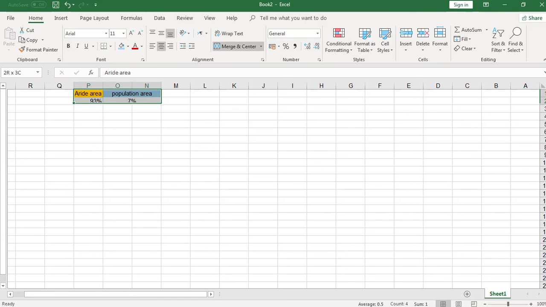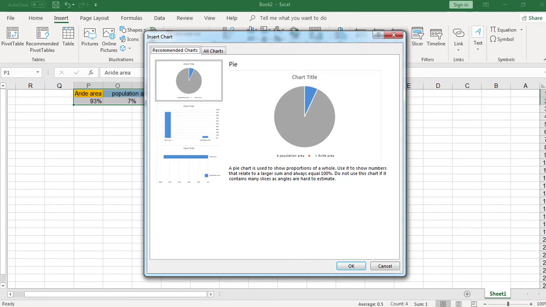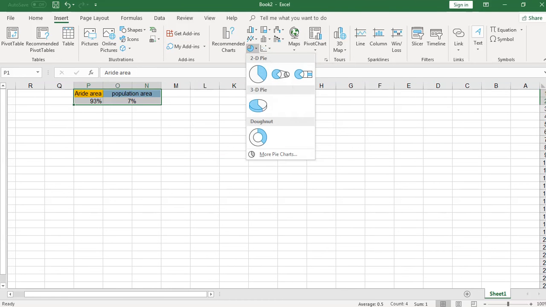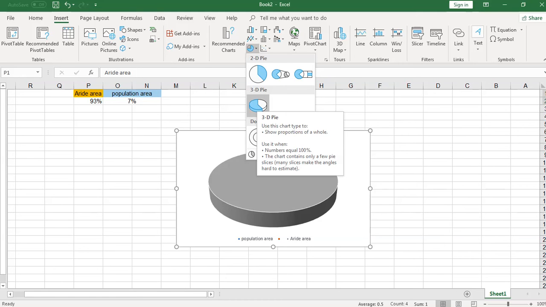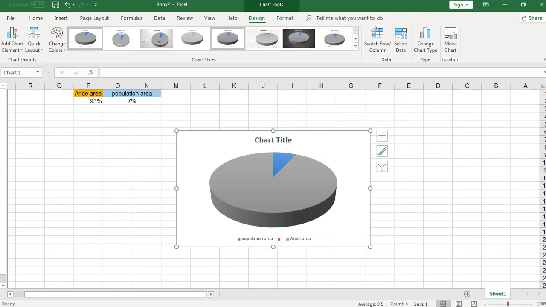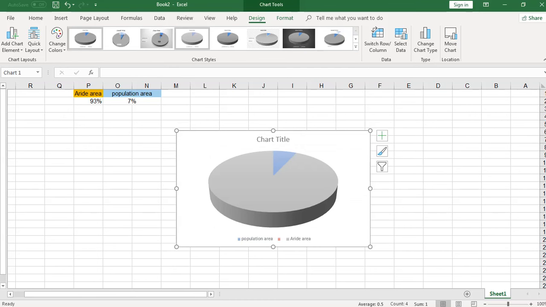Now we need to represent this data in a chart, so we'll select Insert, then in this tab, Charts, we need this type of chart, which is a pie chart. Here there are many types of chart. We will select this type. We can use this one or this one. This one is nice, I think, this good one. Okay, so we'll rename the title here.